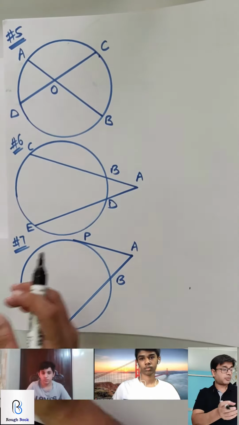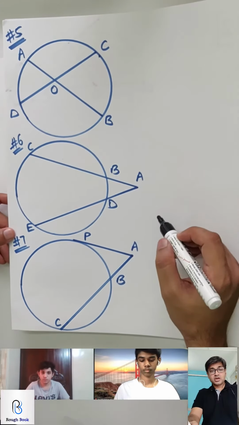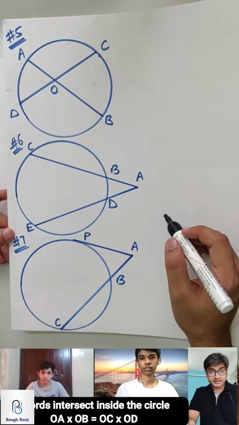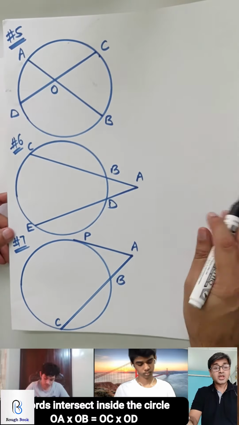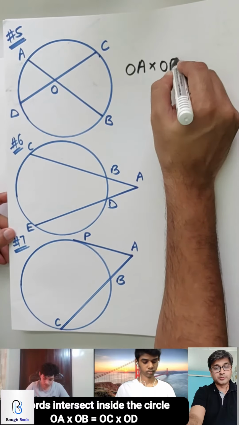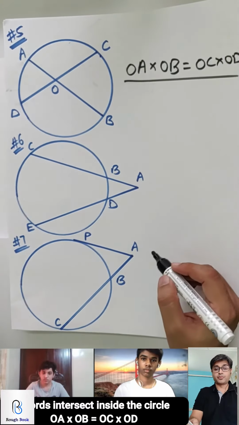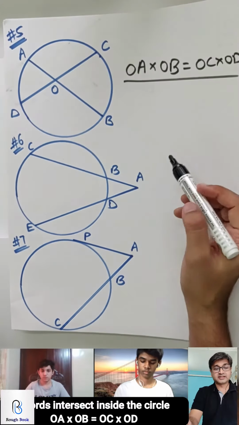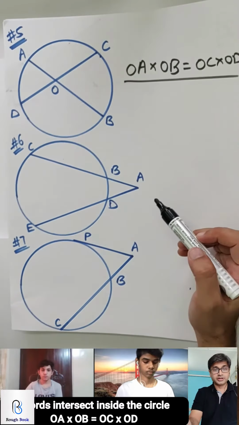Let's go to the next one. Property number 5 is when chords intersect inside the circle. Can you see AB and CD intersecting inside the circle? So when they intersect inside the circle, you can say OA into OB is equal to OC into OD. Very important takeaway. When chords intersect inside the circle, OA into OB is equal to OC into OD.